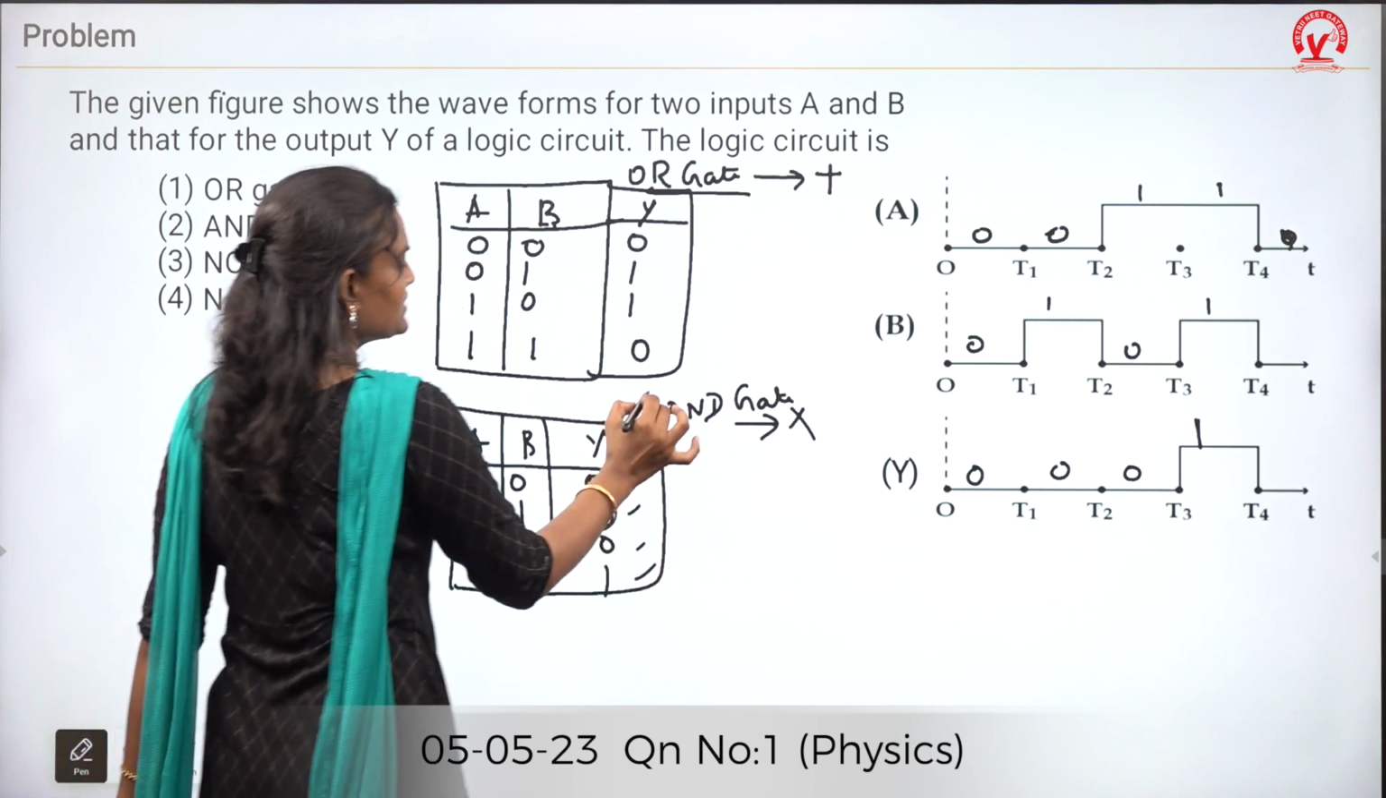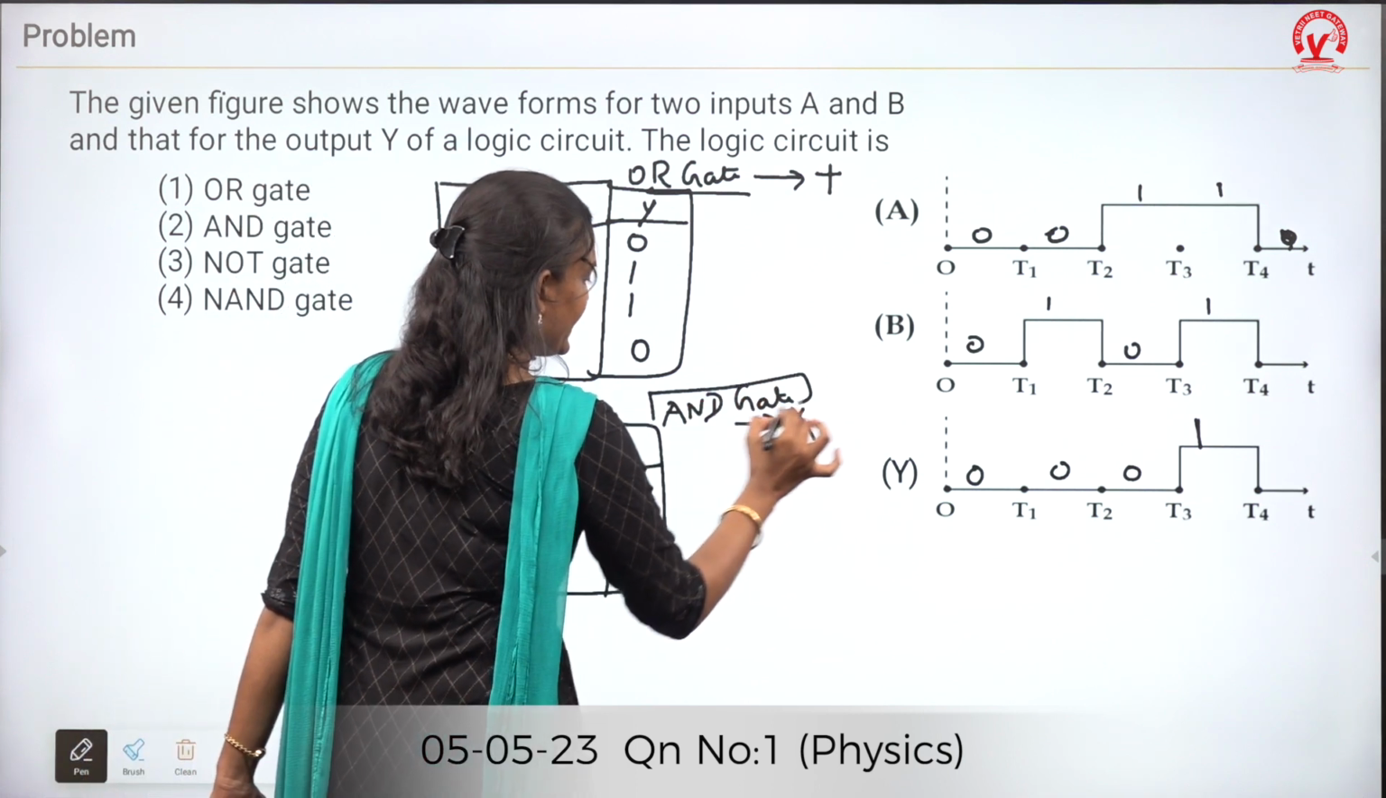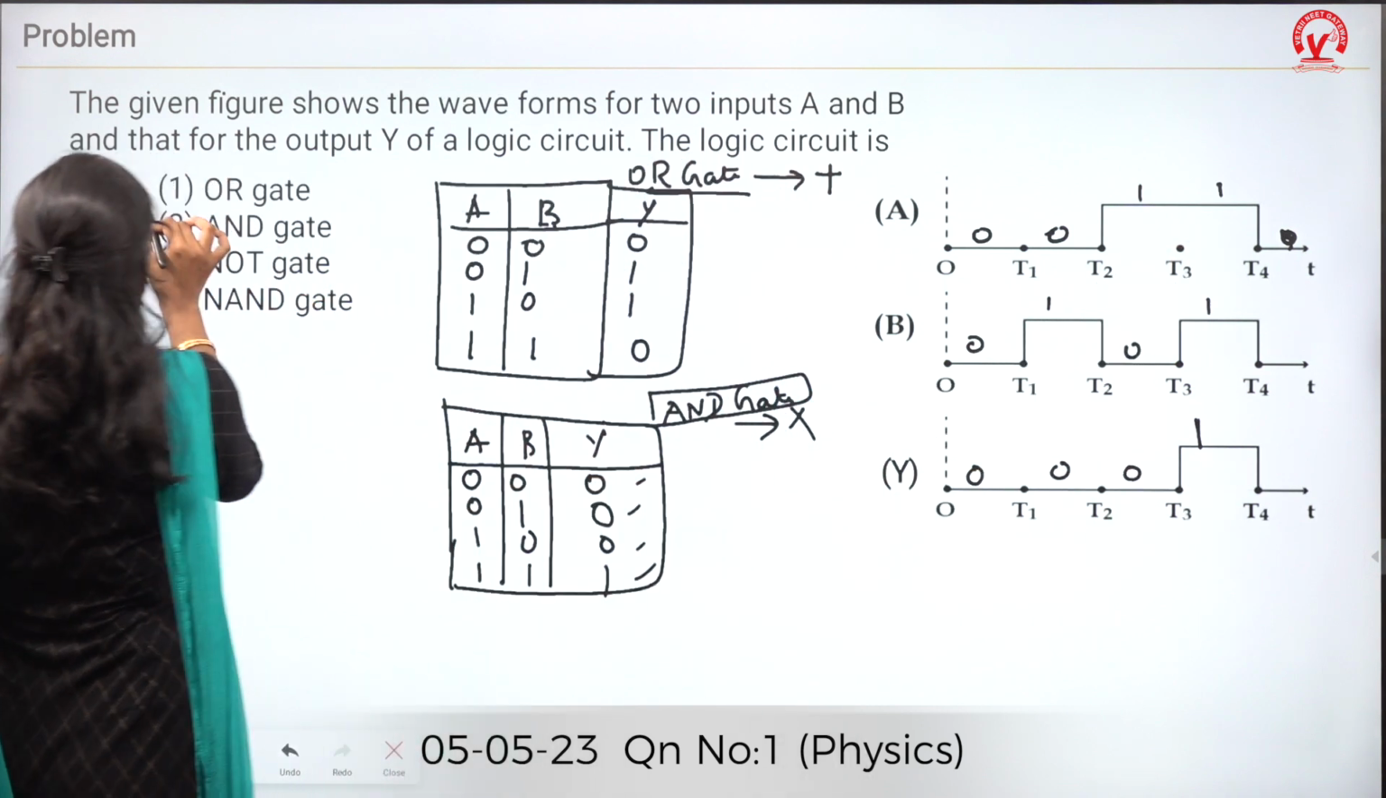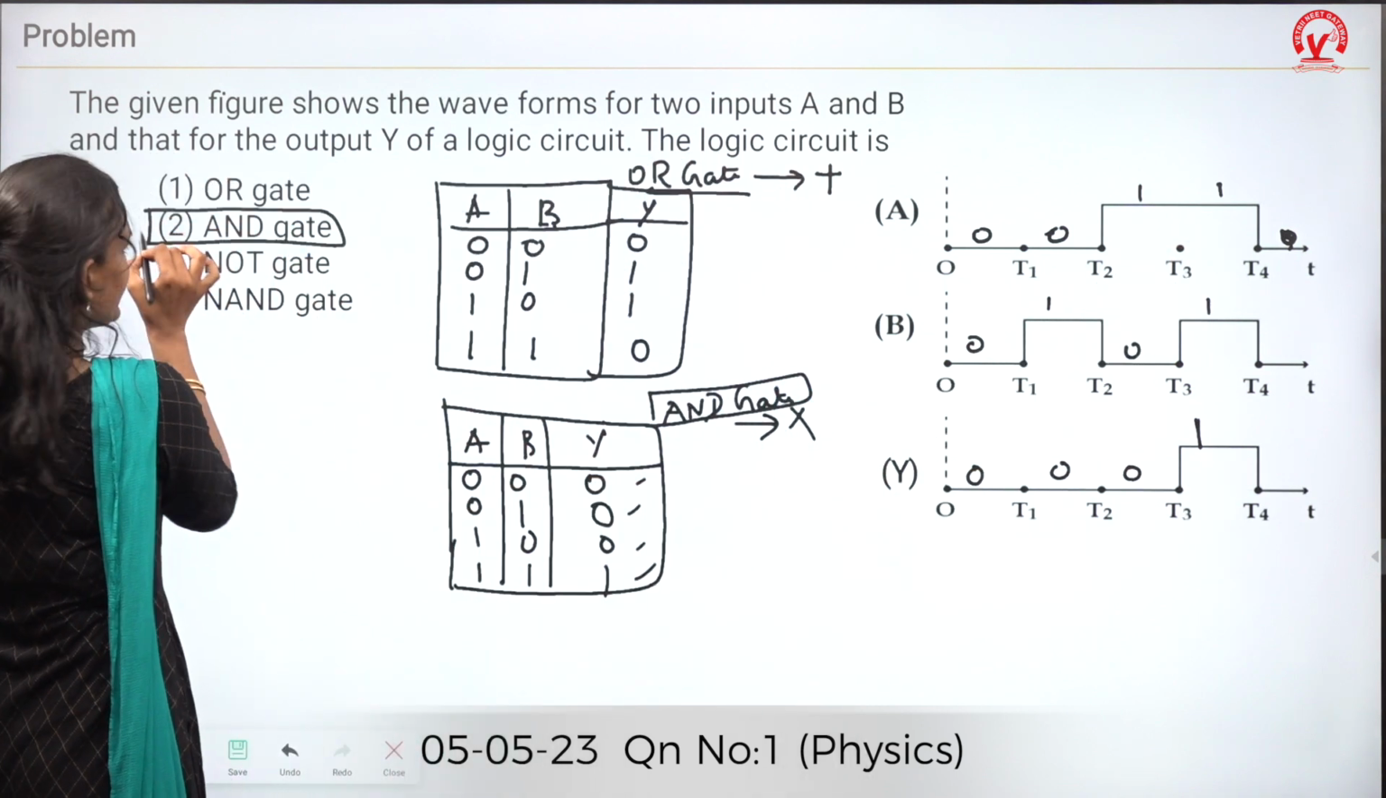So this is correct. The gate here is the AND gate. So option 2, the AND gate, is the correct one.